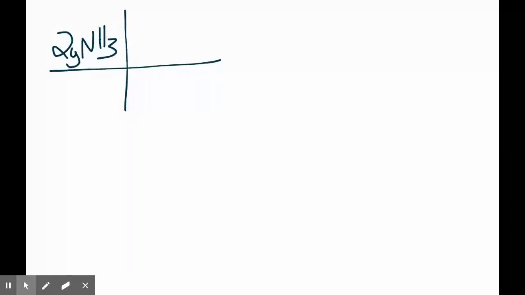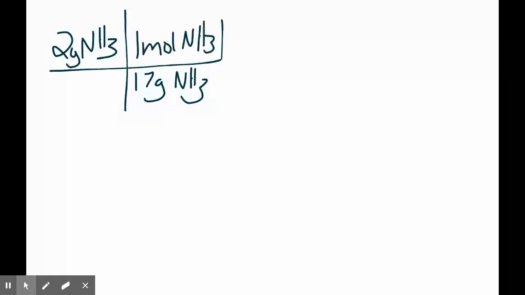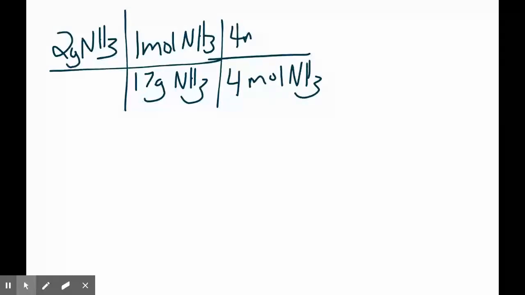So we're going to start with 2 grams of NH3, and we want to convert that to moles of NO. So we're first going to go to moles of NH3, and to do that, we're going to use the molar mass of NH3. Okay, and now that we're at moles of NH3, we want to go to moles of NO using the mole ratio from the equation. So for every 4 moles of NH3, we have 4 moles of NO. So when you calculate that, you will get 0.118 moles of NO.